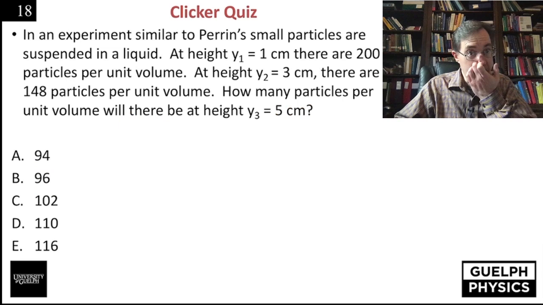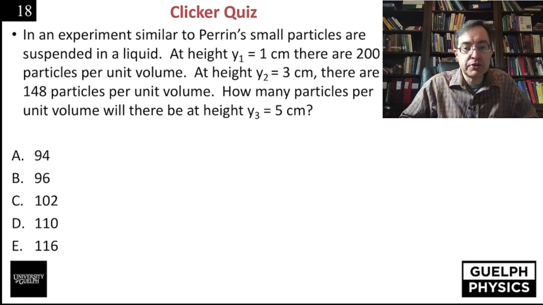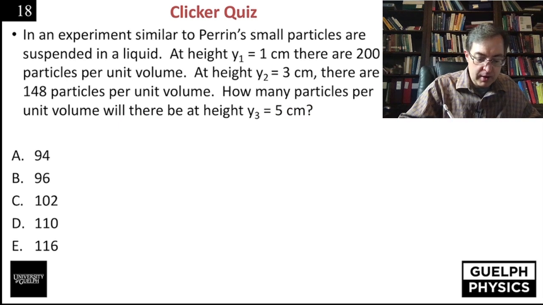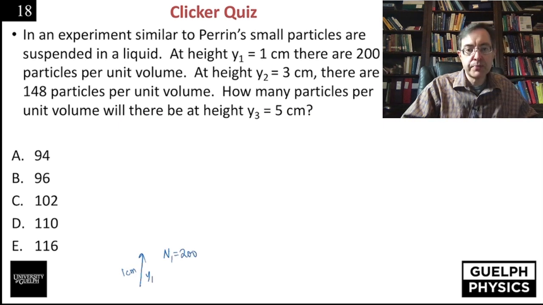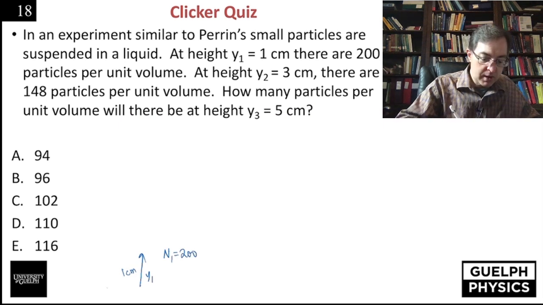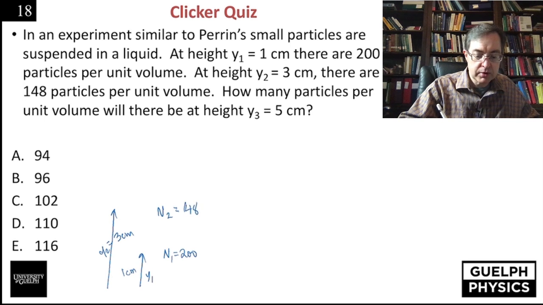Okay, going back even further, in an experiment similar to Perrin's experiments, small particles are suspended in a liquid. And at a height of y1, which equals 1 centimeter, there are 200 particles. I'll call that N1 is equal to 200 particles per unit volume. And then at a height y2, which equals 3 centimeters, N2 at this height is 148 particles, okay?